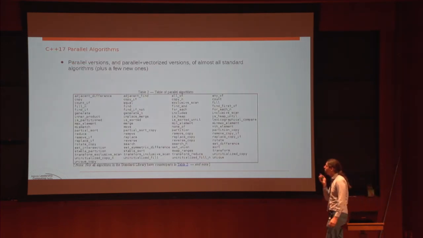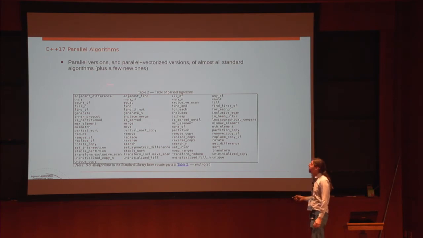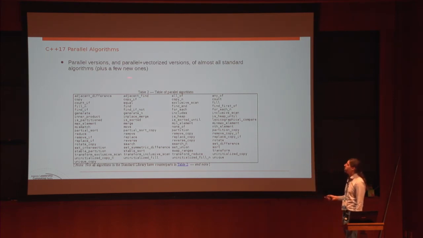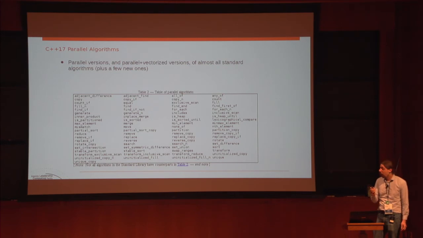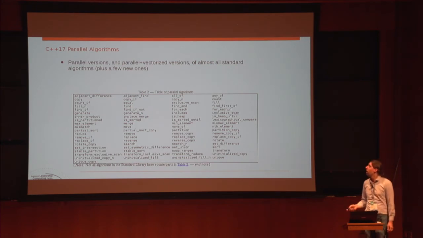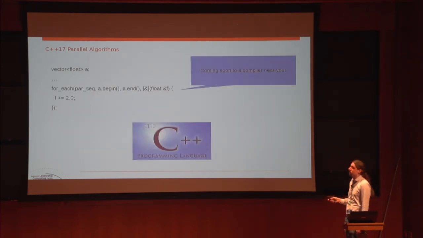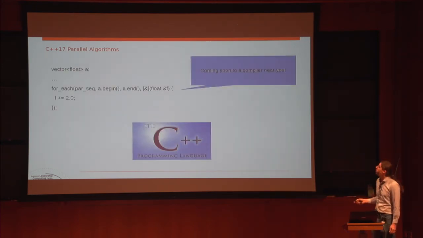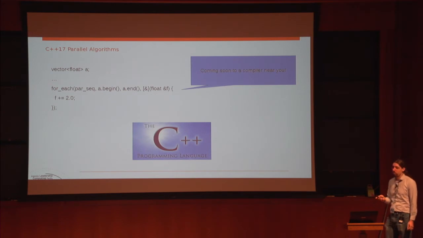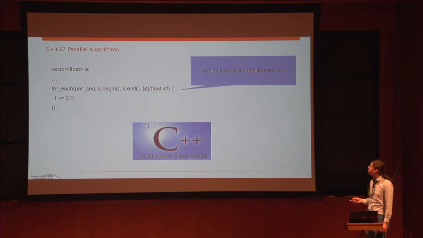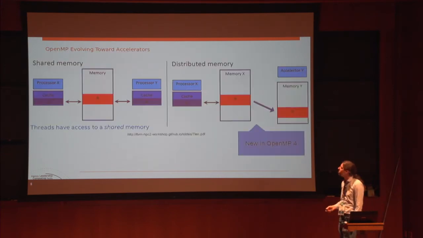I'll also mention quickly that as an alternative to OpenMP, starting with the upcoming C++17 standard, there will be a whole list of algorithms that have built-in parallelization, including some basic ones like for_each. And so if you're more comfortable with C++ than you are with OpenMP, you'll be able to use a sort of native C++ parallelization solution that will integrate nicely with the rest of your code.